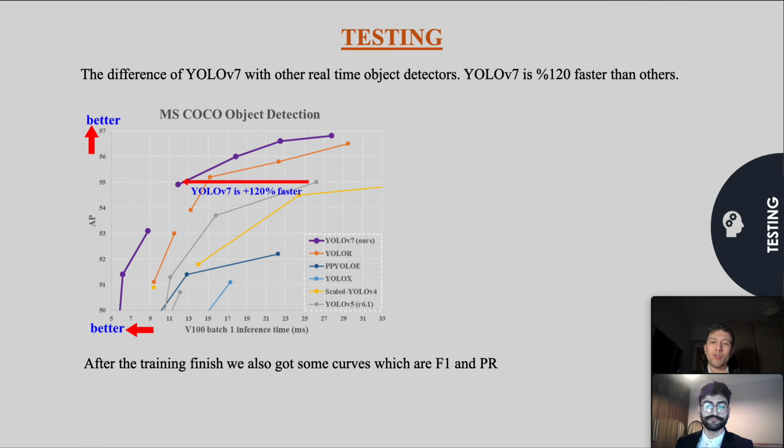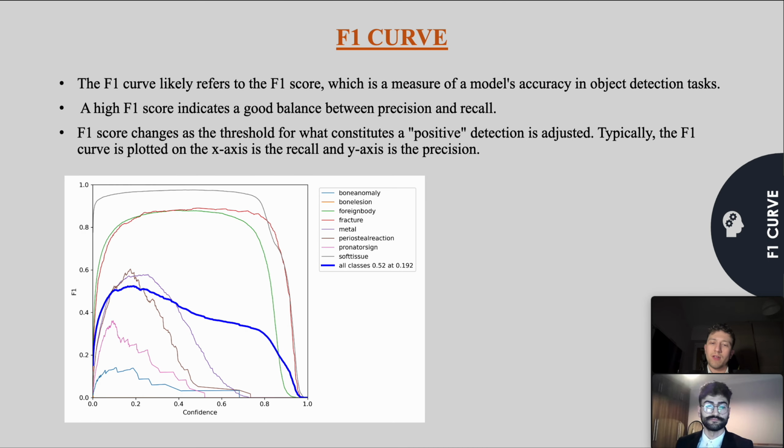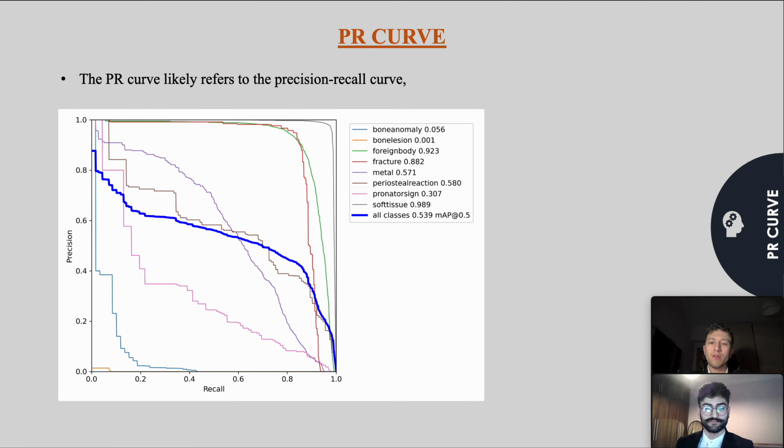First of all, we would like to show a table that shows the difference of YOLO V7 from other real-time object detectors. YOLO V7 is 120% faster than others. That's why we chose YOLO V7. After training finished, we also got some curves, which are F1 and PR. The F1 curve refers to the F1 score, which is a measure of the model's accuracy in the object detection task. A high F1 score indicates a good balance between precision and recall. The PR curve refers to the precision-recall curve, which is a graph that shows the relationship between precision and recall.